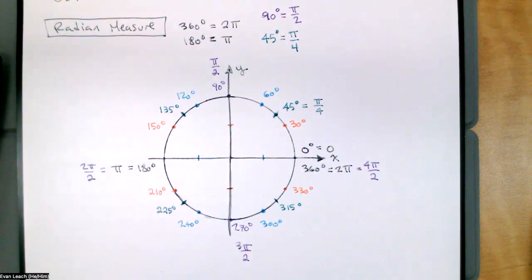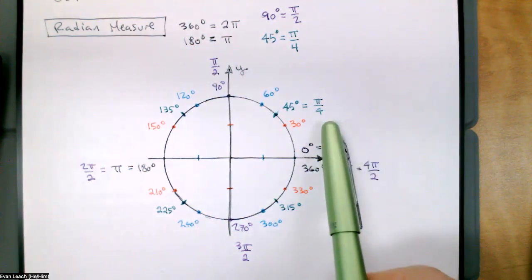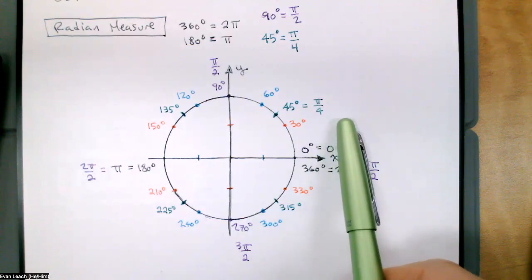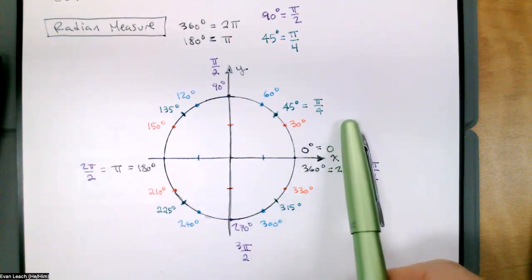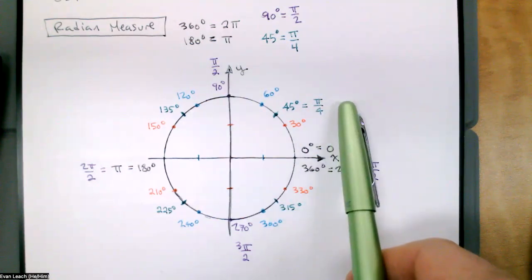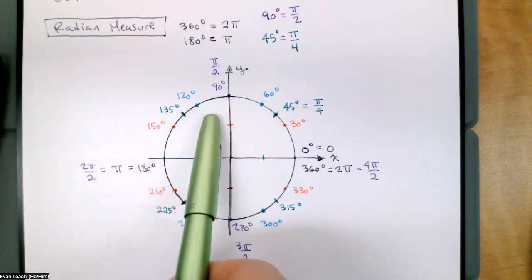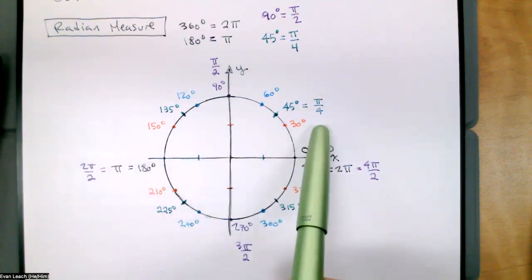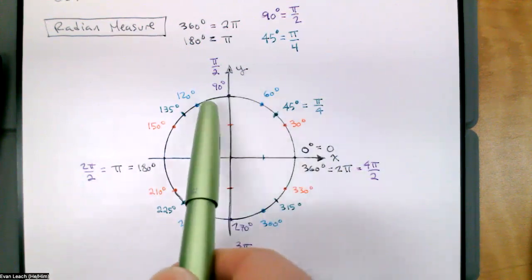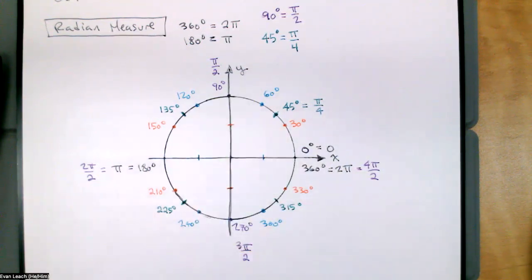We can start counting around in pi over 4 and just stop at every multiple of 45 degrees, every multiple of pi over 4. Here's 1 pi over 4. Where's 2 pi over 4? Not quite. 2 pi over 4, if we simplify that fraction, it's going to be pi over 2, be at 90. 2 45s is equal to 90. So 1 pi over 4 is at 45. 2 pi over 4 is up at 90.